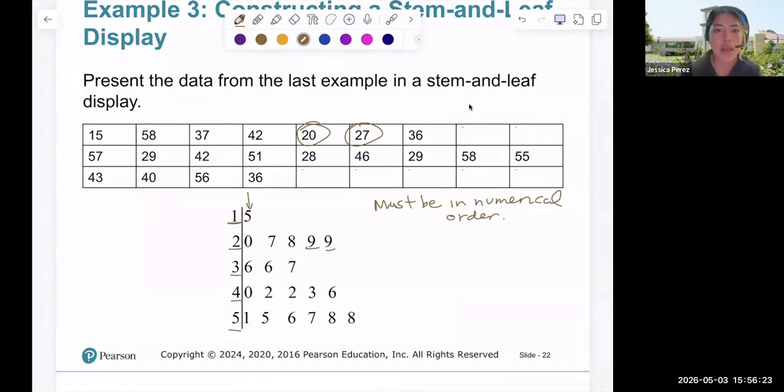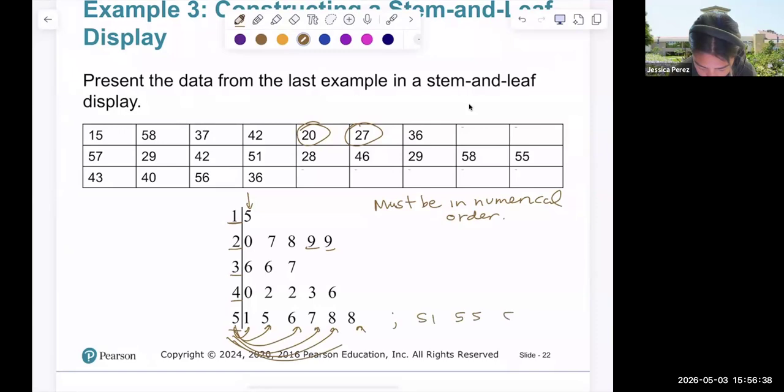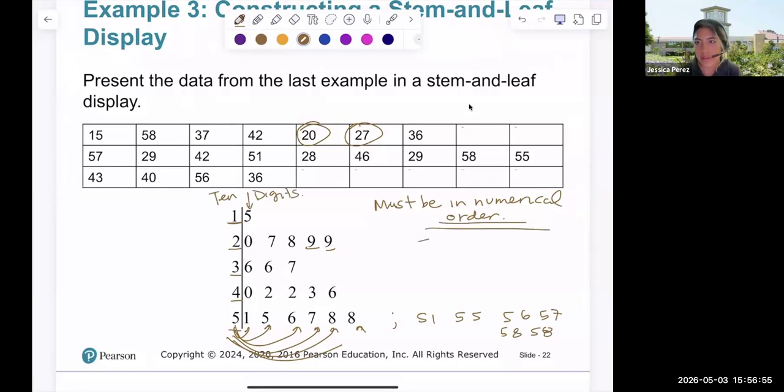36, 36, 37, 40, 42, 42, 43, 46, 51, 51, 55, 56, 57, 58, 58. So again, 51, 55, 56, 57, and 58 two times. And that would be our data. So when we're looking at a stem and leaf, again, the tens will be here and the digits on the other. Numerical order matters 100%. So first you take your data, you organize your data to make sure it's in order, and then you write it out.